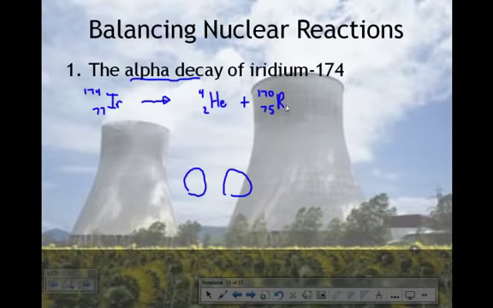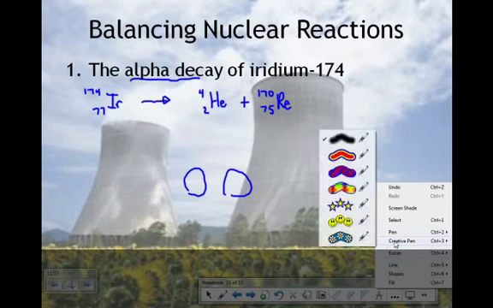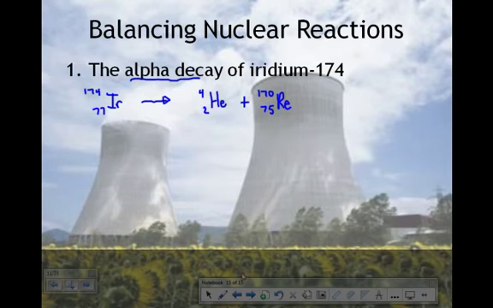So that's how we do a balanced nuclear equation when you don't have the symbols, when all you have is the words. Let's do another one.